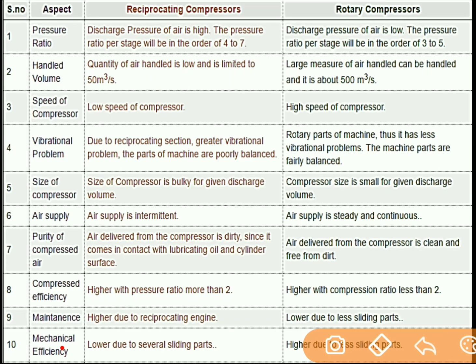Mechanical efficiency. Mechanical efficiency is related with the friction. The compressor in which there is more friction will have less mechanical efficiency. So friction between piston and cylinder is more, so mechanical efficiency is low in case of reciprocating compressor, whereas in case of rotary compressor, mechanical efficiency is higher because of fewer sliding parts.